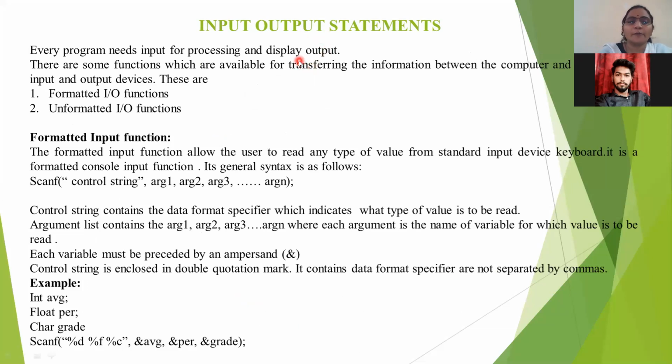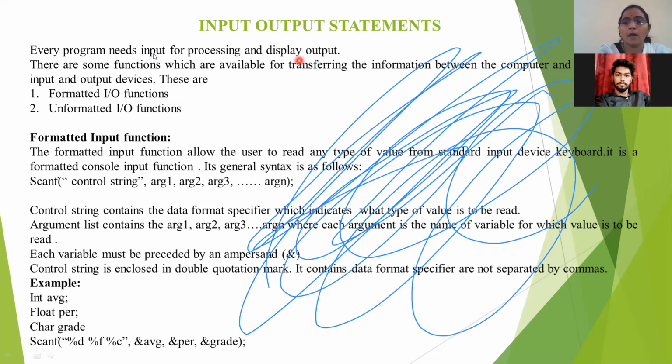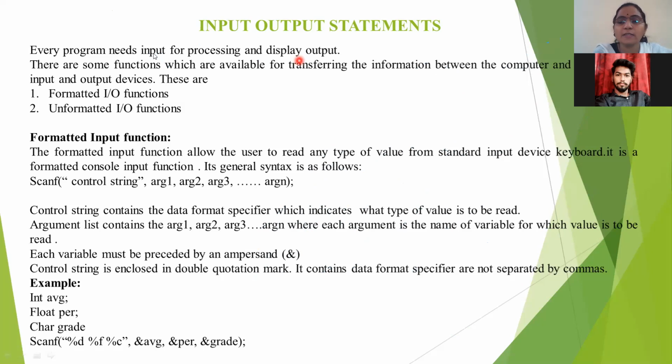Suppose I want to perform the addition of two numbers. For that operation, first of all, I need the input of two variables. After processing, the result will be displayed on the monitor. There are some functions available for transferring information between the computer and input-output devices. For input-output statements, the C language provides a set of functions.